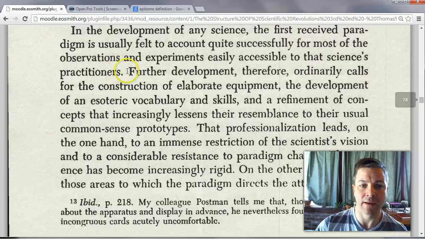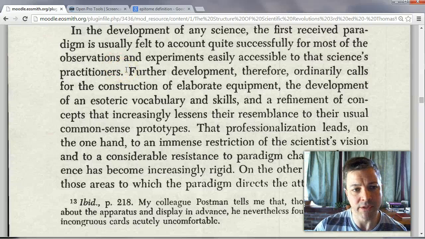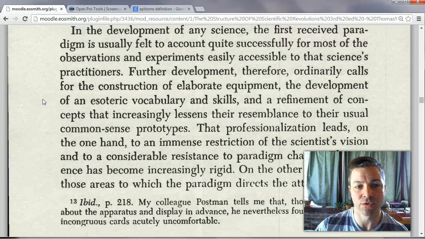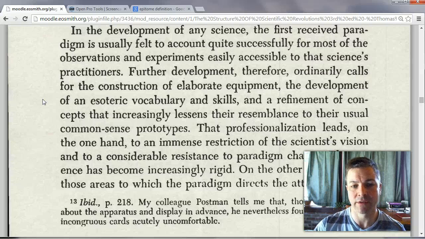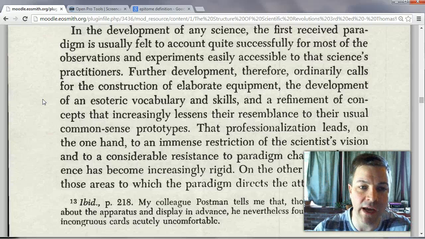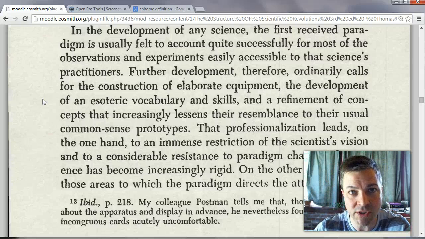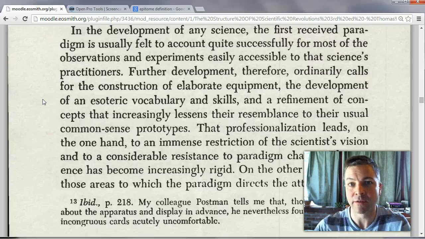So, what I just read, and then further development, therefore, ordinarily calls for the construction of elaborate equipment, the development of an esoteric vocabulary and skills, and a refinement of concepts that increasingly lessens their resemblance to their usual common sense prototypes. That professionalization, wow, this is some heavy stuff here, a lot of vocab. Basically what's happening is as the science gets more established, as that paradigm gets more established, people start to specialize, it gets very technical. And you get a lot of elaborate instrumentation that is built up around this paradigm that's designed to elaborate it, test it, apply it.